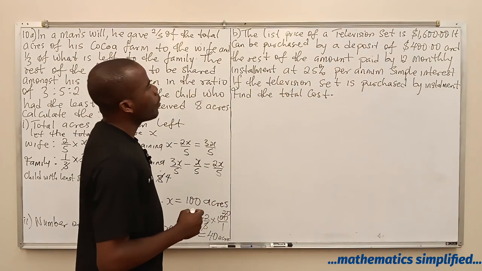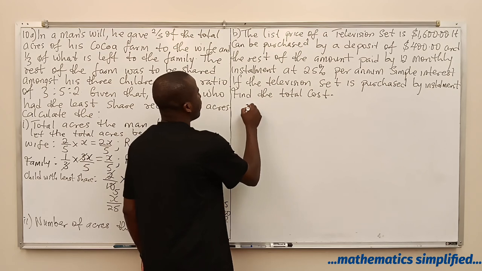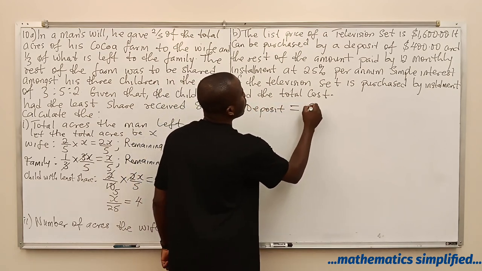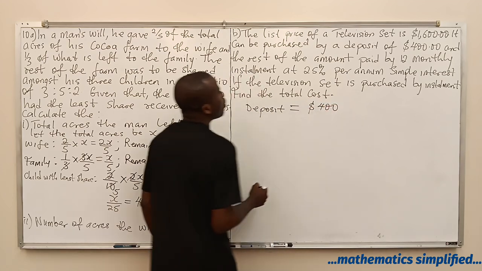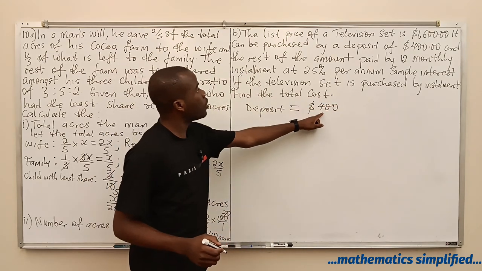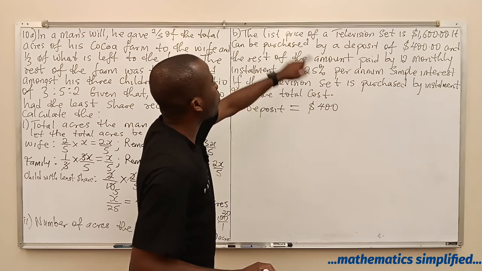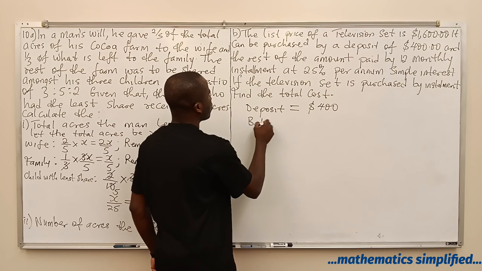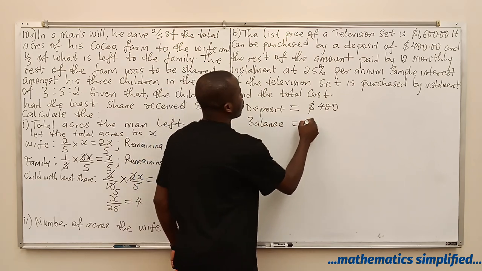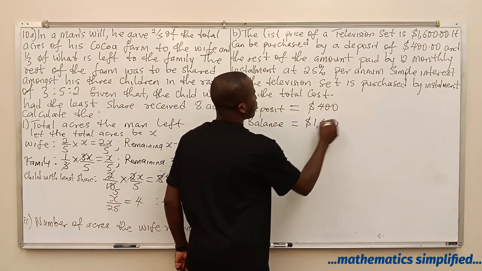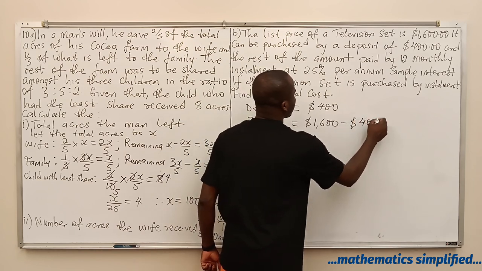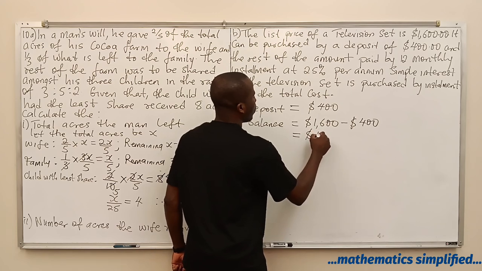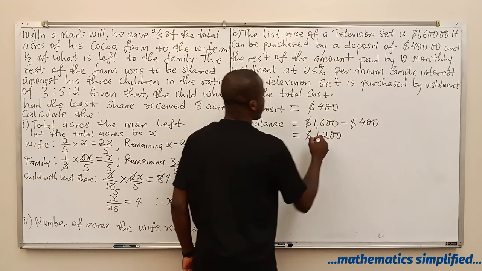So the first thing I want to write down is the deposit. The deposit is giving us $400. So after depositing $400, that means the list price of the television set, the balance will remain $1,600 minus $400, which is $1,200.